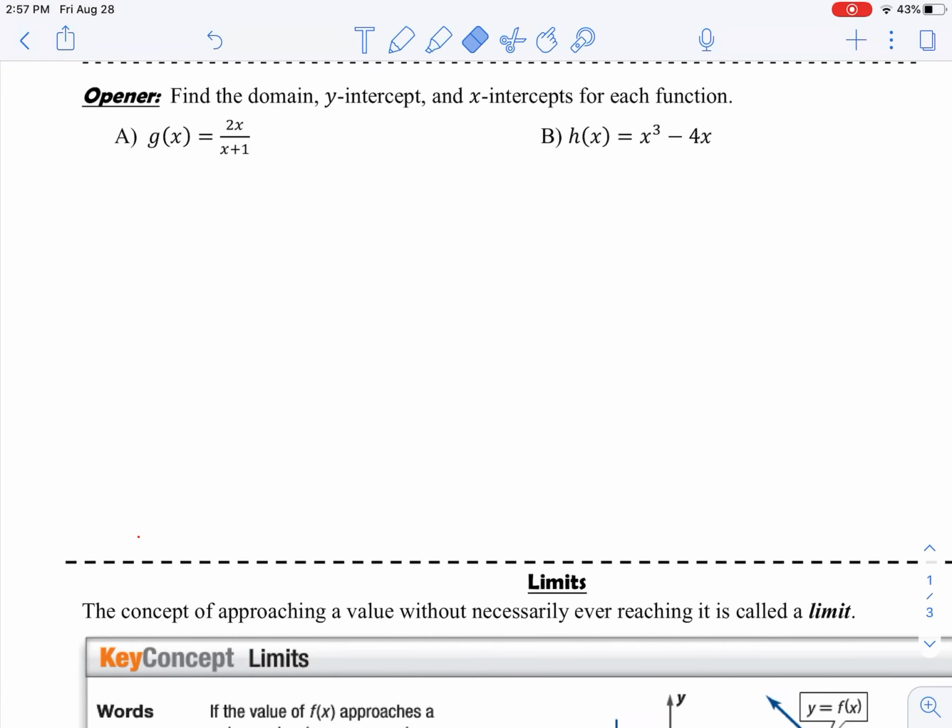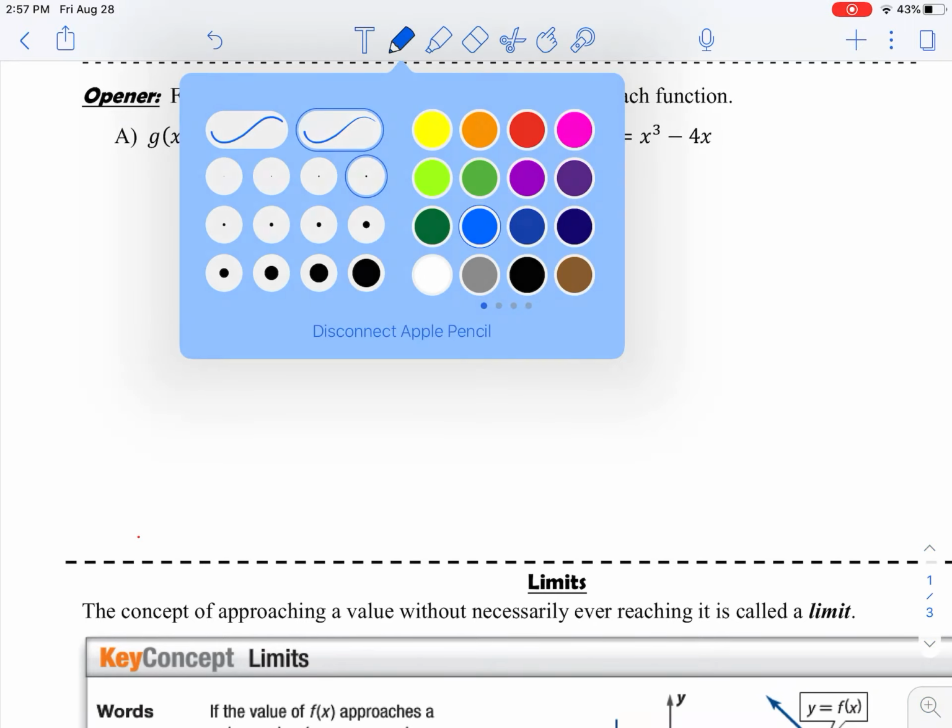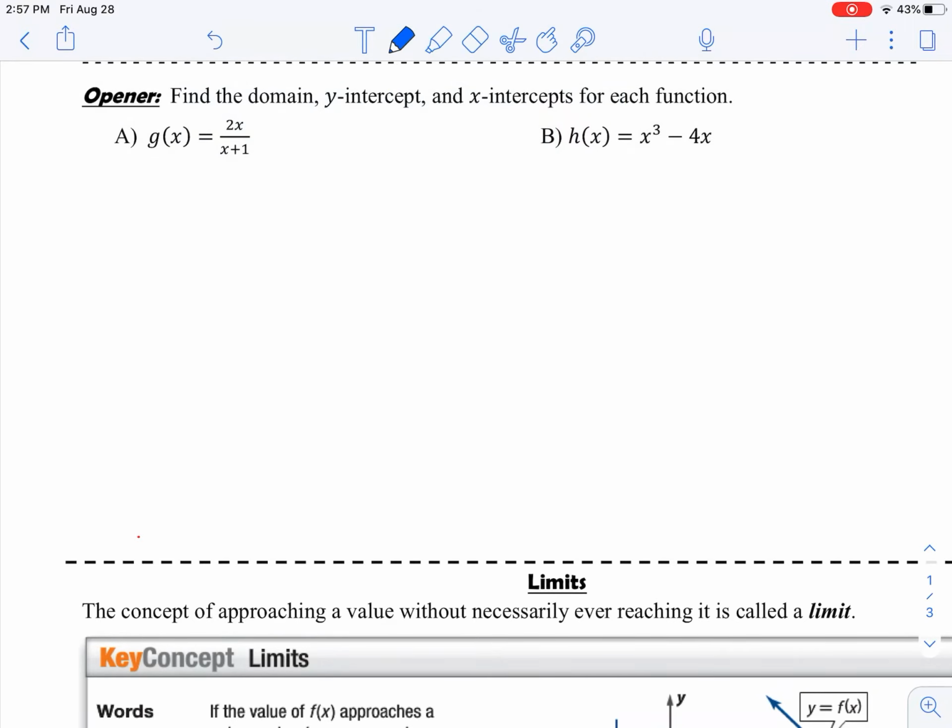So here's the warm-up. Find the domain, y-intercept, and x-intercepts for each function. Go ahead and pause the video and try these two on your own, and then come back and check answers with me. Okay, so let's start with domain. First thing I ask myself, are there any restrictions? Yes, there are, because there is a denominator. Denominators cannot be 0. So x plus 1 can't be 0, and therefore x cannot be negative 1. So my domain is negative infinity to negative 1 union negative 1 to infinity.